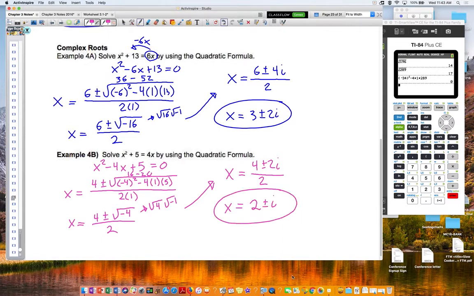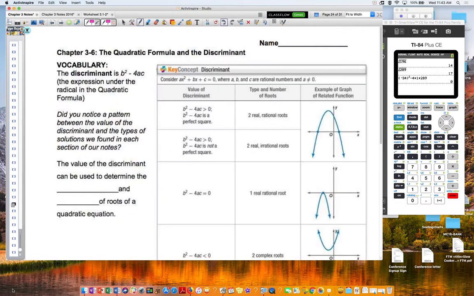Awesome. So we did examples using the quadratic formula here, where we got 2 rational solutions, 1 rational solution, 2 irrational solutions, and 2 complex solutions. So this leads to the next set of notes here. That's how we can identify how many solutions, and that's all dependent on what we call the discriminant. The discriminant is this b squared minus 4ac. It's the part under the square root.